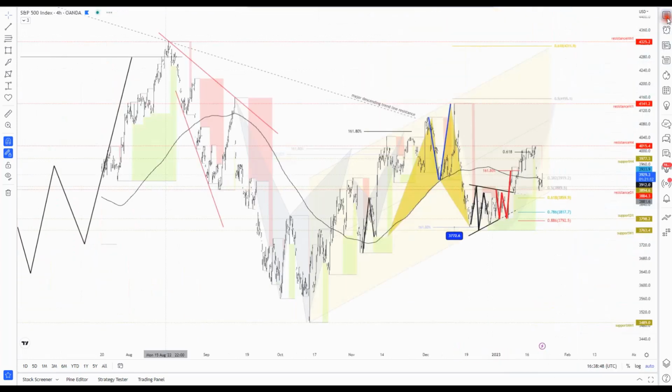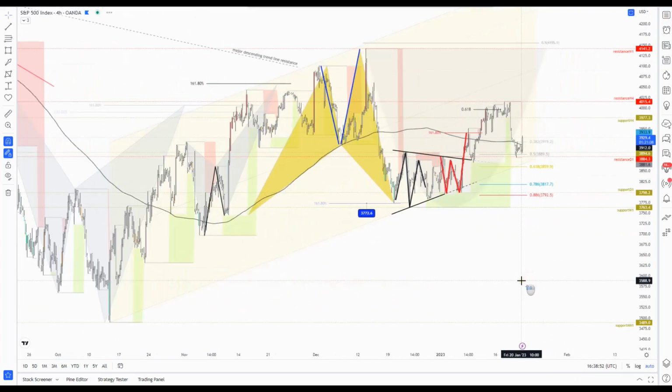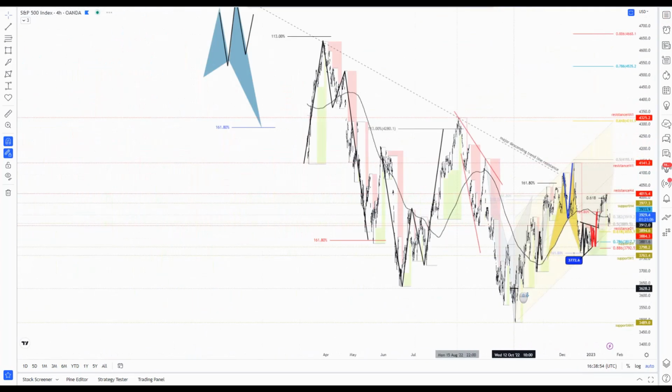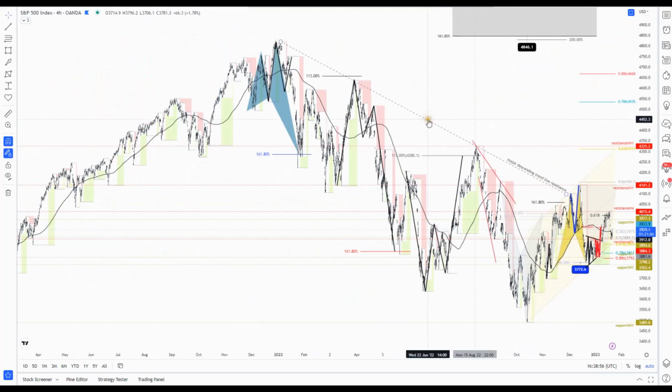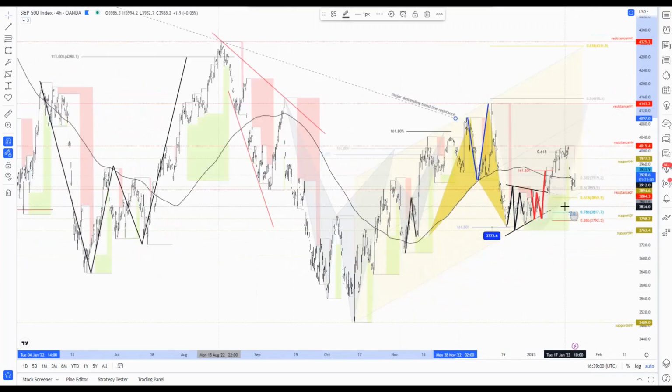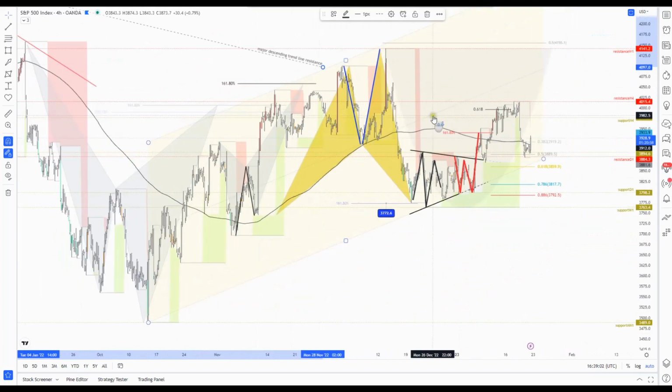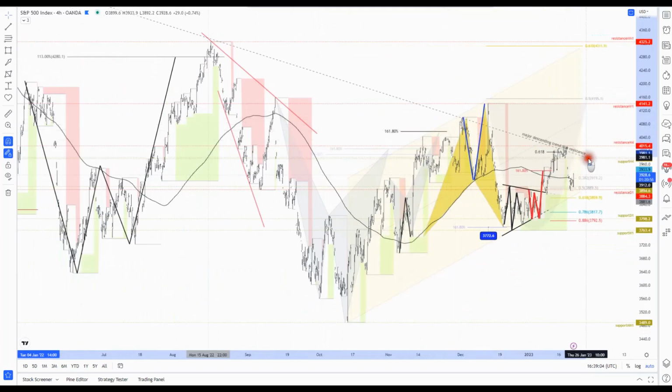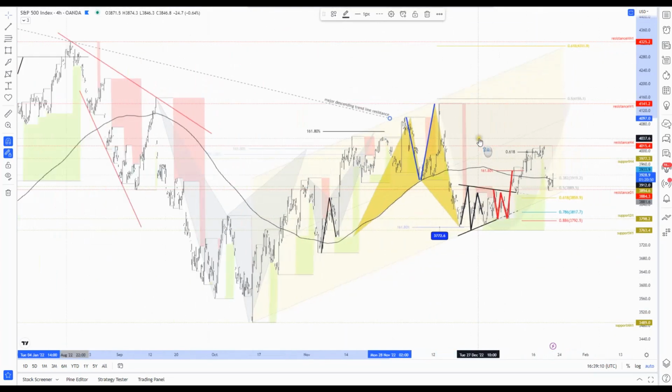Now, this is the 4 hours time frame chart for the S&P 500. We have this trend line resistance, as we have shown you this trend line multiple times. We are still, as you can see, threatening the violation of this structure. Okay, so we're still threatening that trend line.